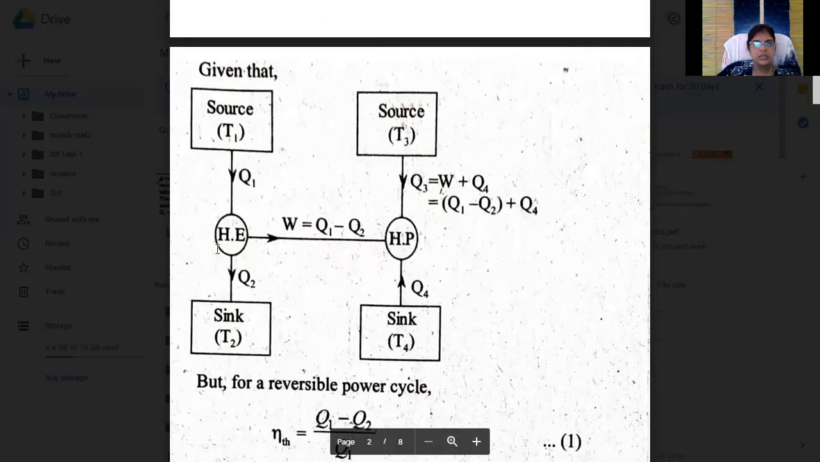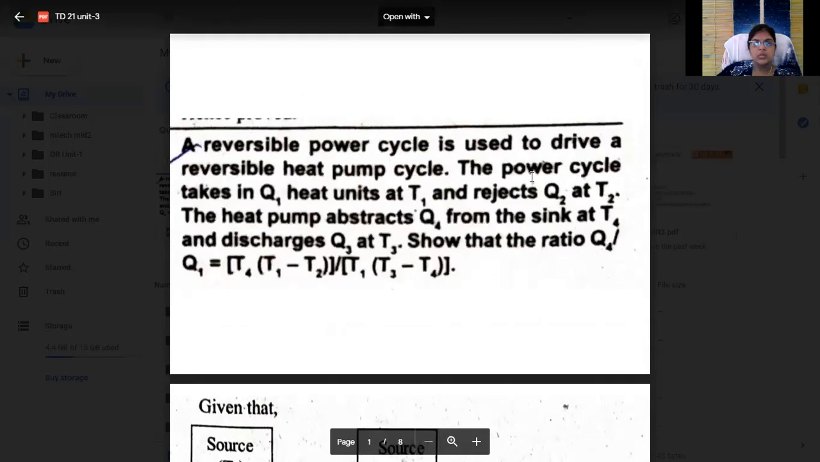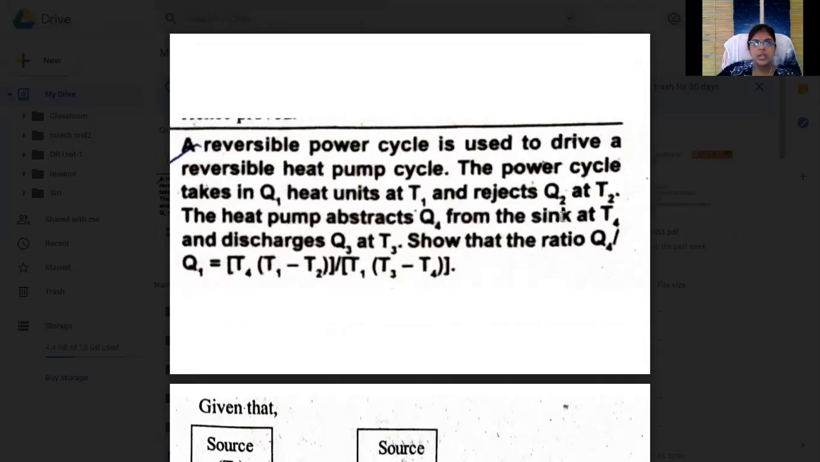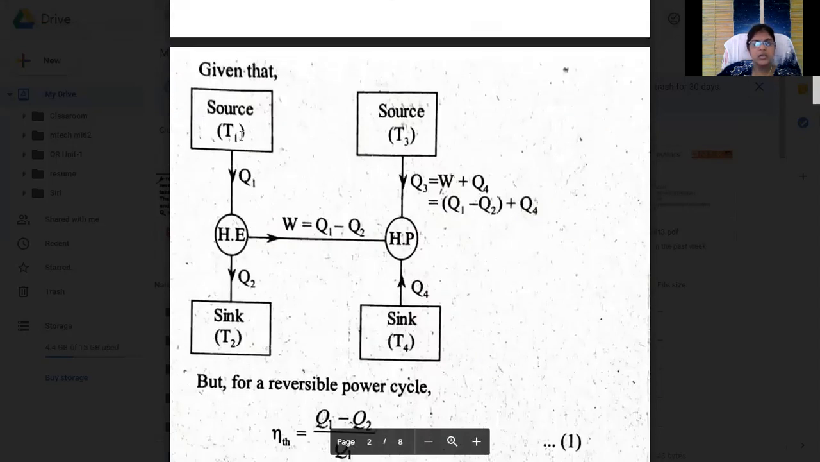First of all, we will take the heat engine, and it extracts heat Q1 from the source at T1 and rejects heat at T2. So this is the heat engine. Whenever heat flows from higher temperature to lower temperature, we get the heat engine, and this heat engine gives the work done. So the power cycle takes Q1 at T1 and rejects Q2 at T2. That is the meaning of heat engine.